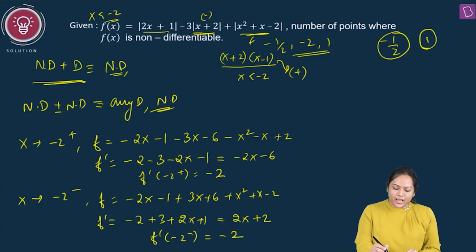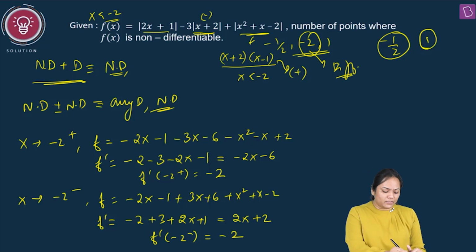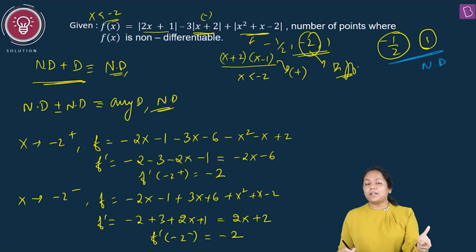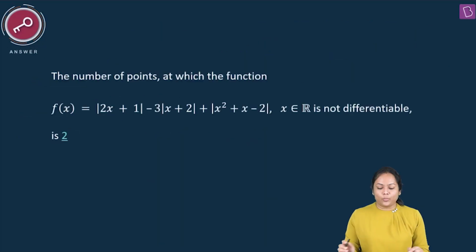That means I have my function which is differentiable at x is equal to minus 2. And if it's differentiable at x is equal to minus 2, I can clearly say that there will be 2 points, which are minus half and 1, at which the function will not be differentiable. Understood, guys? Perfect. So the answer will be 2.